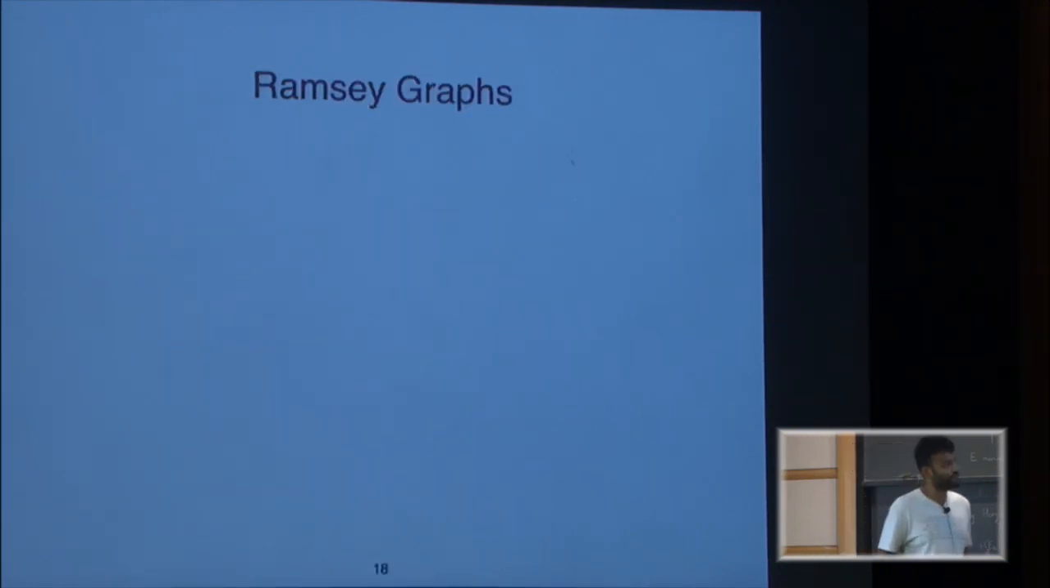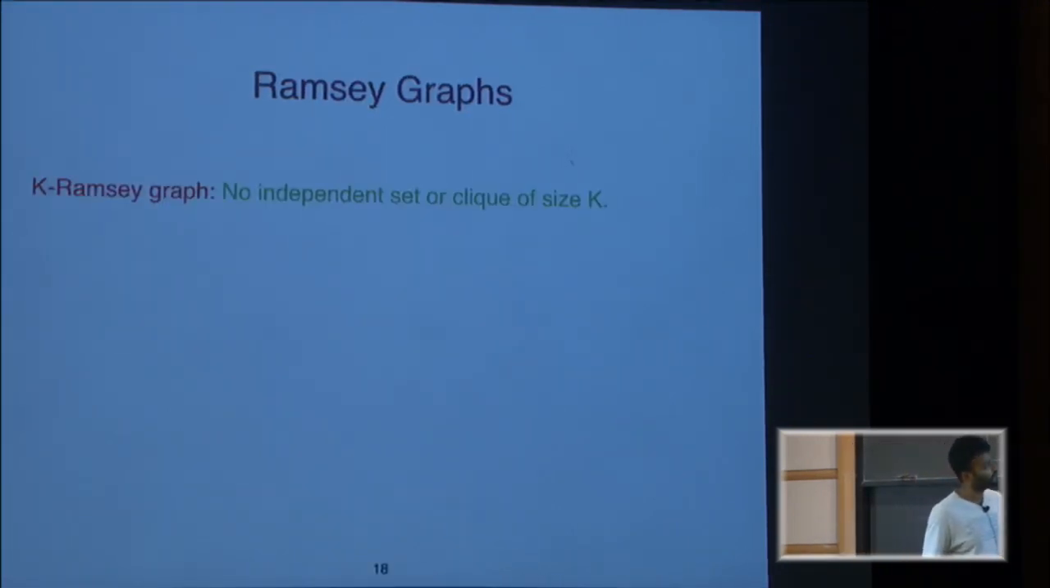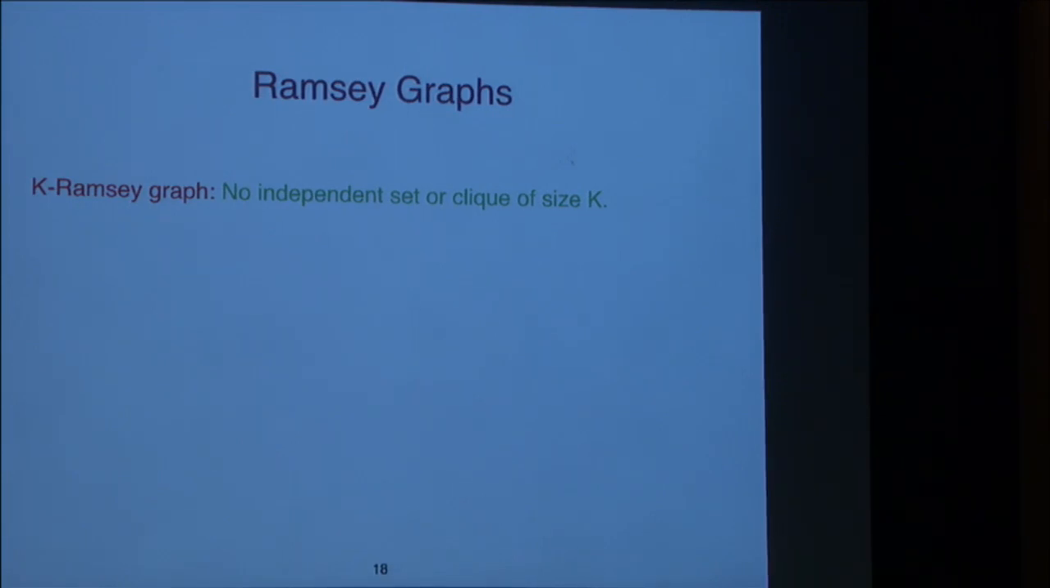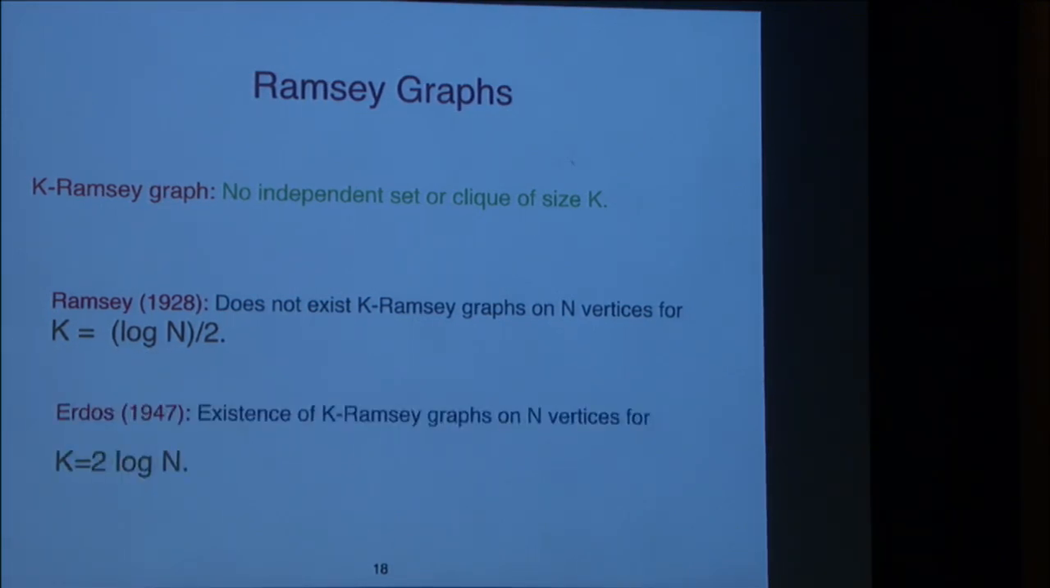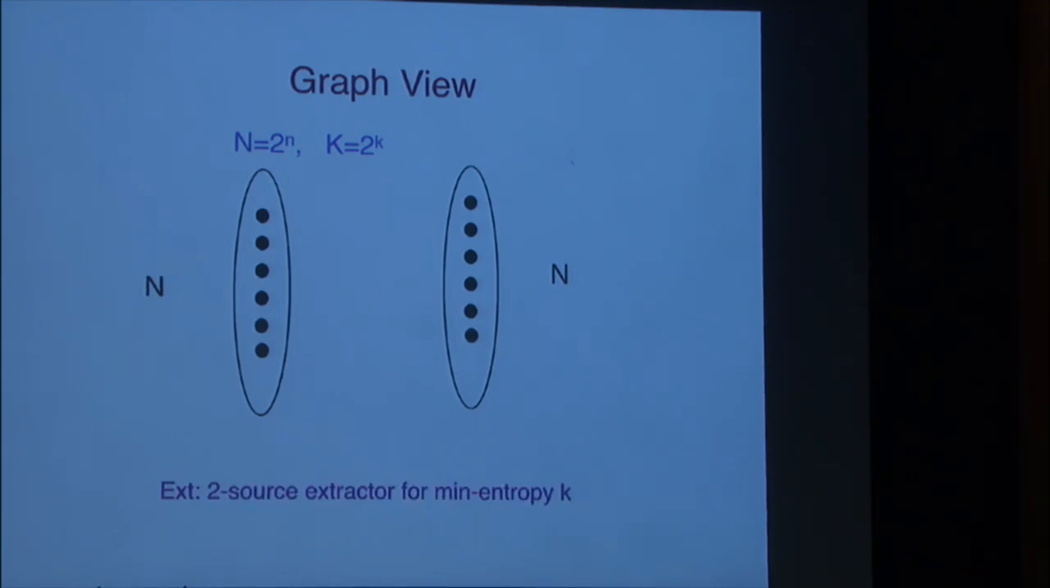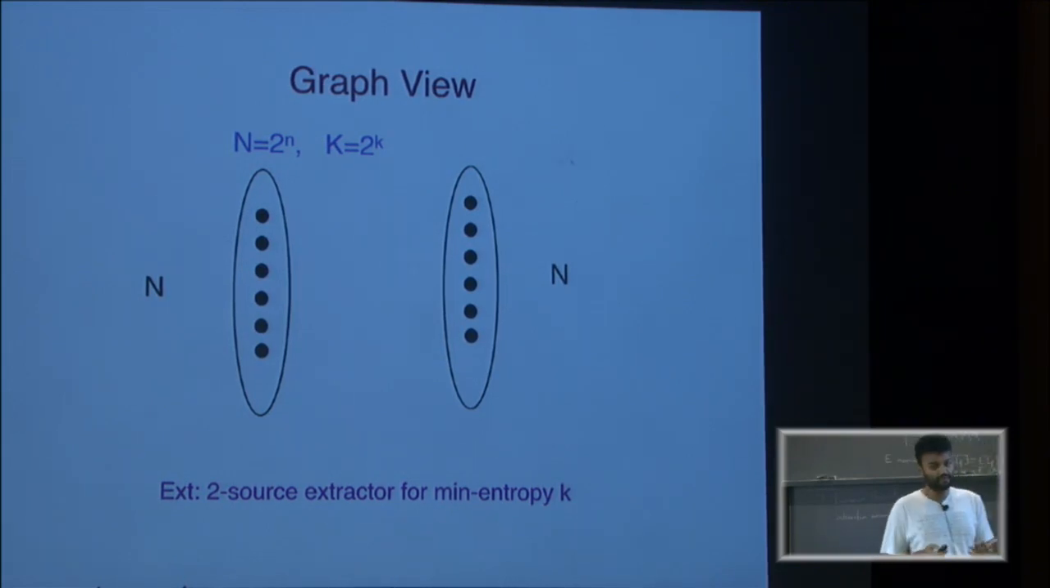And in terms of graphs, it implies Ramsey graphs in the following way. Recall that a K-Ramsey graph does not have any independent set or clique of size K. In the 20s, Ramsey showed that you cannot have a Ramsey graph with K greater than log n over 2, where n is the number of nodes. And almost matching this, in 1947, Erdős showed that a random graph is a 2 log n Ramsey graph. So it's almost tight. And he asked, can you explicitly construct these graphs? Well, it turns out that a good 2-source extractor implies the bipartite version of Ramsey graphs, which also implies Ramsey graphs.